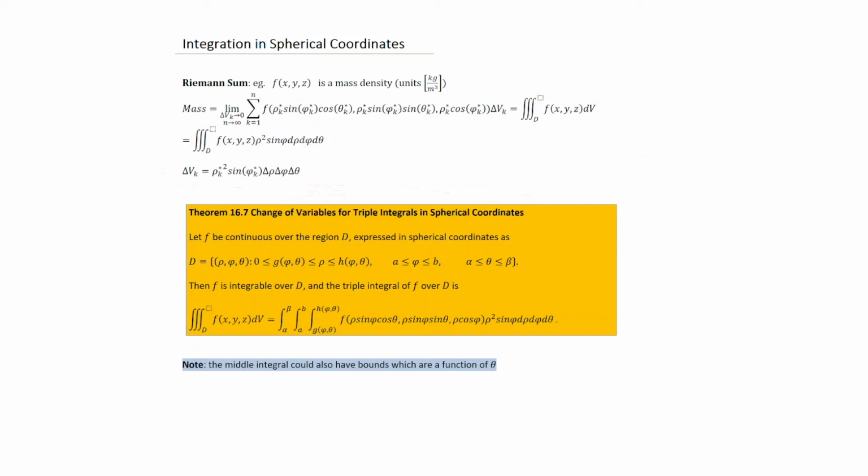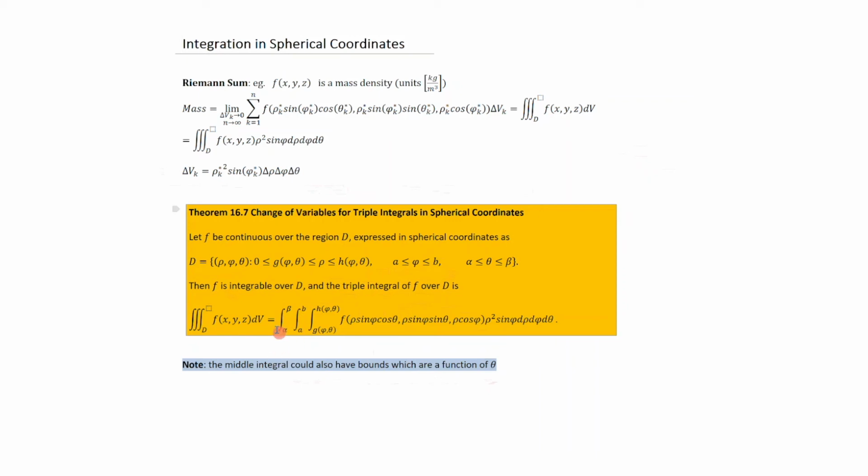All right, so let's look at then the general theorem dealing with change of variables for triple integrals in spherical coordinates. Let f be continuous over the region D, expressed in spherical coordinates as in this form. Now notice here, we've got a is less than or equal to psi is less than or equal to b. So for this case, the psi bounds are constants. That doesn't necessarily have to be the case. The middle integral could also have bounds which are a function of theta. It'd be a little bit more difficult probably to do such computations, but it's doable. They only treat this case here, but there is a theorem that would allow these things to be functions of theta.